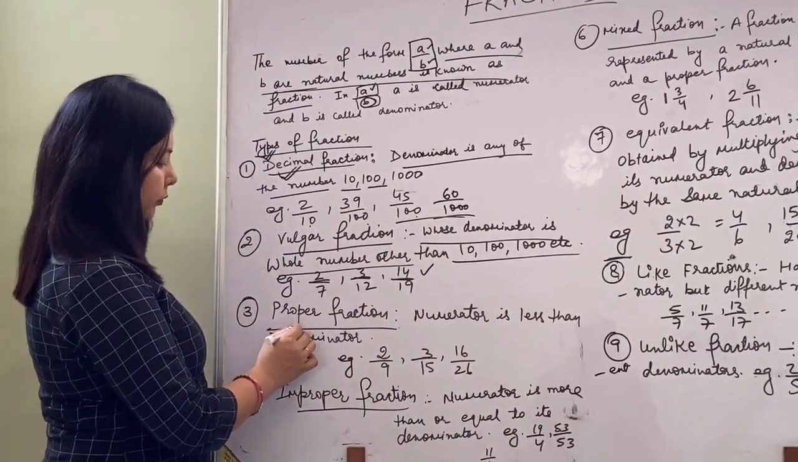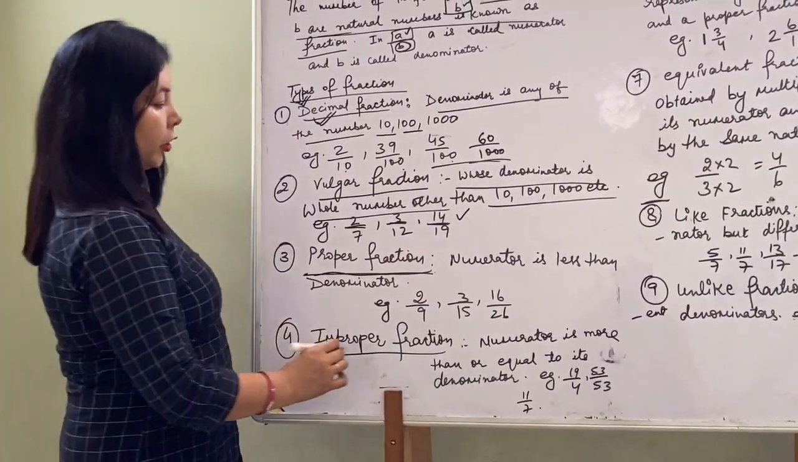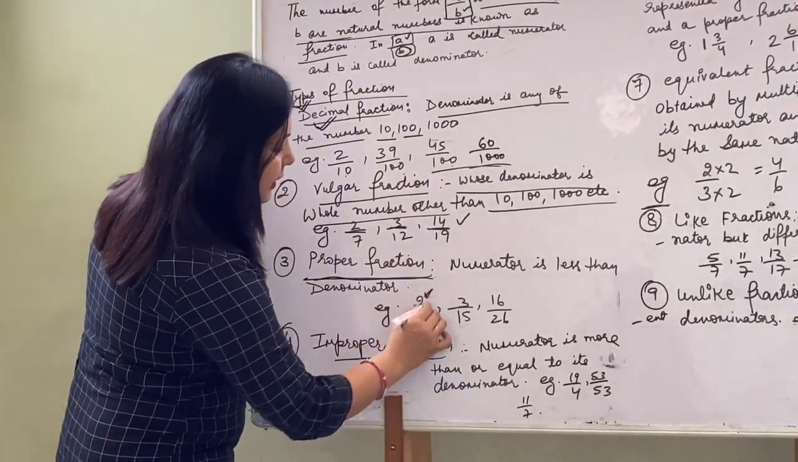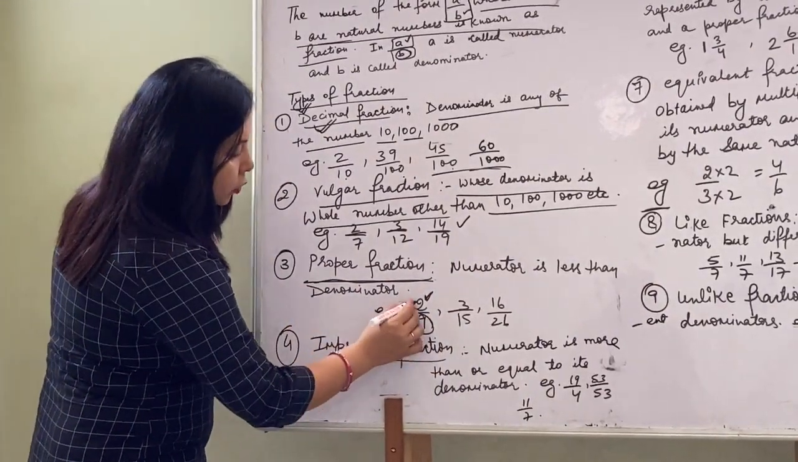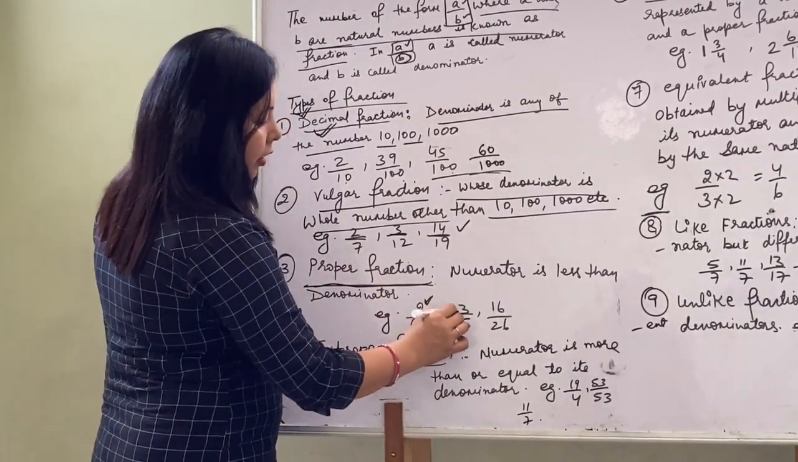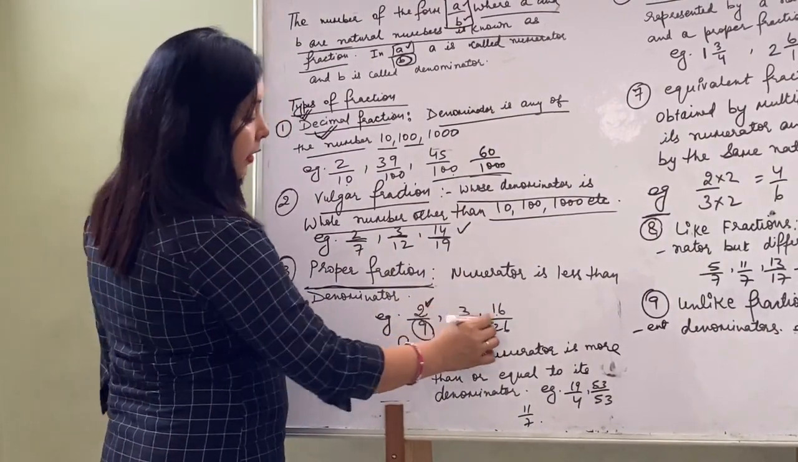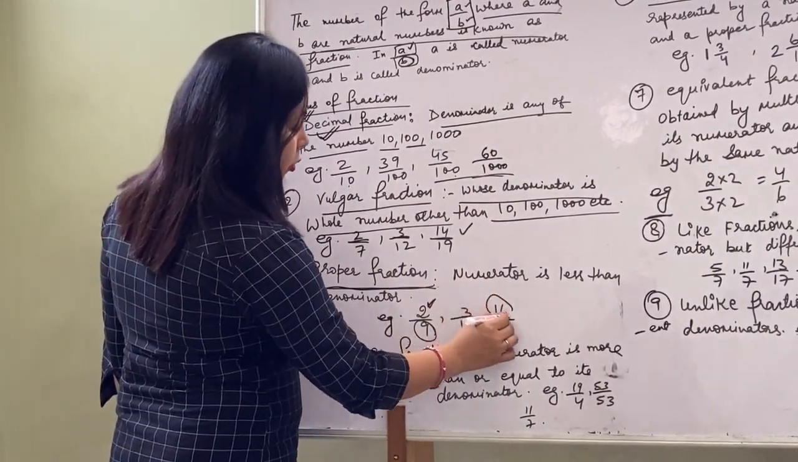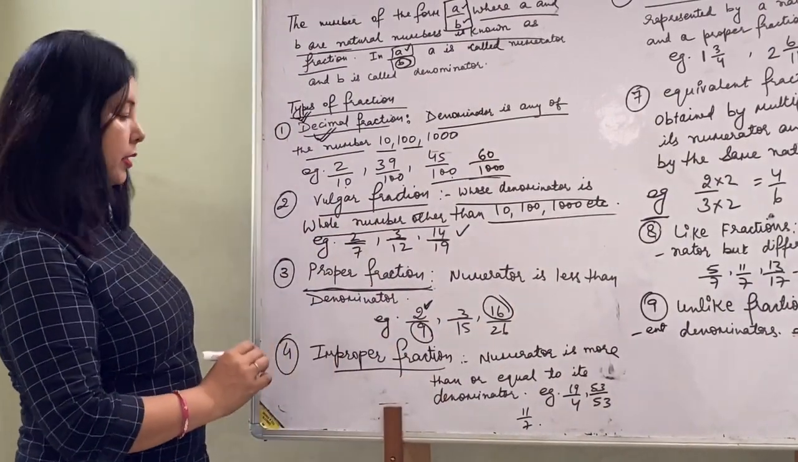Now proper fraction. A proper fraction is a fraction in which the numerator is always less than the denominator. So here you can see examples: 2 by 9, 2 is less than 9; 3 by 15, where 3 is less than 15; 16 by 26, again 16, which is the numerator, is less than the denominator, that is 26.